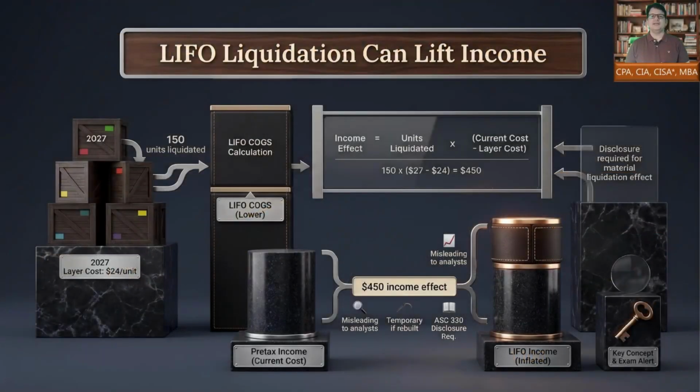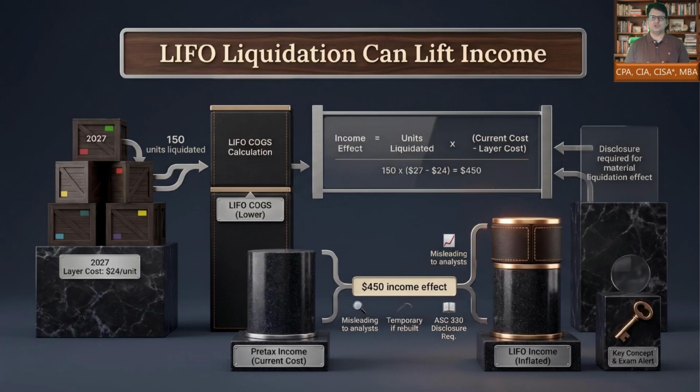LIFO liquidation can lift income in a rising price environment. When older, lower cost layers flow into cost of goods sold instead of current higher costs, cost of goods sold becomes lower than it would have been under current cost. The slide formula is: effect equals units liquidated multiplied by current cost minus layer cost. Here 150 units are liquidated. Current replacement cost is $27 and the layer cost is $24. The income effect is 150 multiplied by $3, which equals $450 lower cost of goods sold.